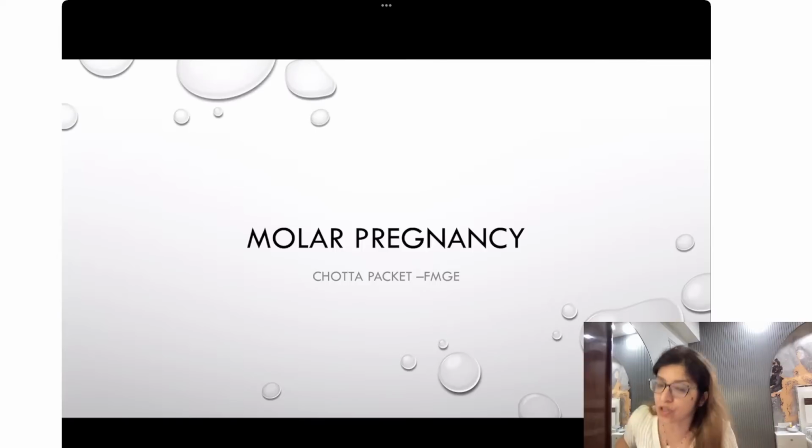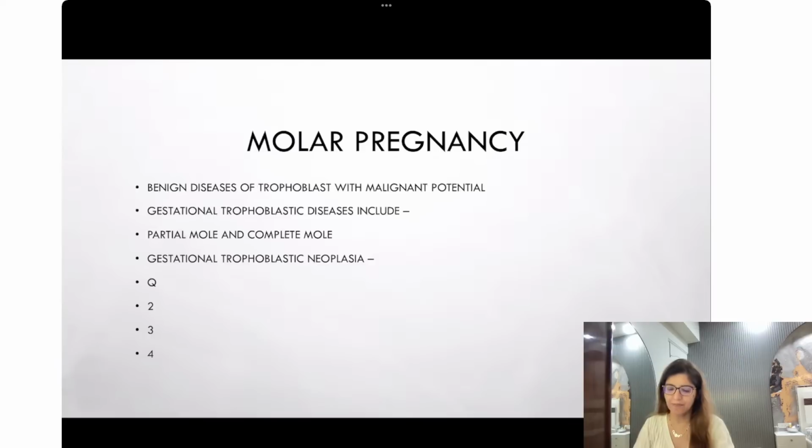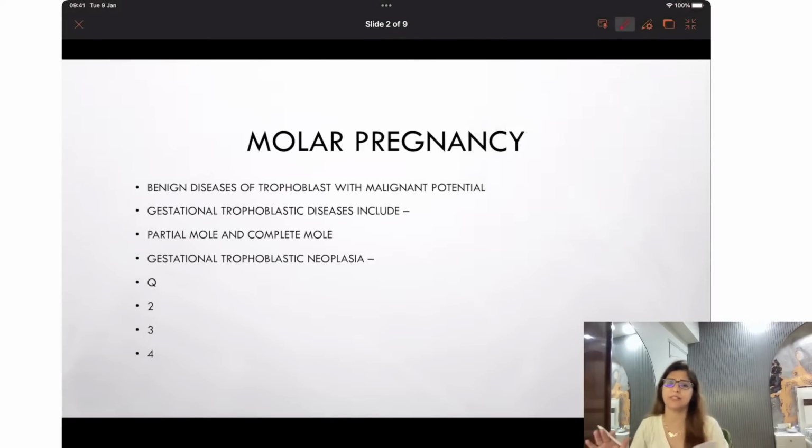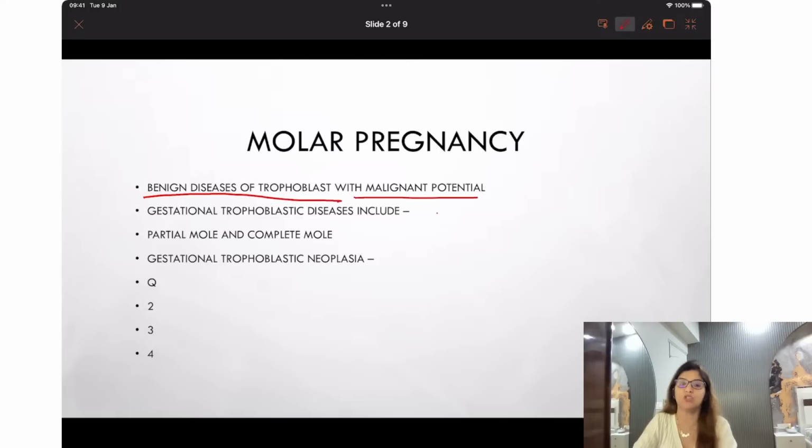And today's session is about molar pregnancy, right? Now, quite a few questions on molar pregnancy have been asked in your exams. A very short topic, very few things come in terms of questions on molar pregnancy, but you have to know them. So please remember that molar pregnancy is a benign disease of the trophoblast. This is a line which you have to remember: the entire problem in molar pregnancy is of this trophoblast, right?